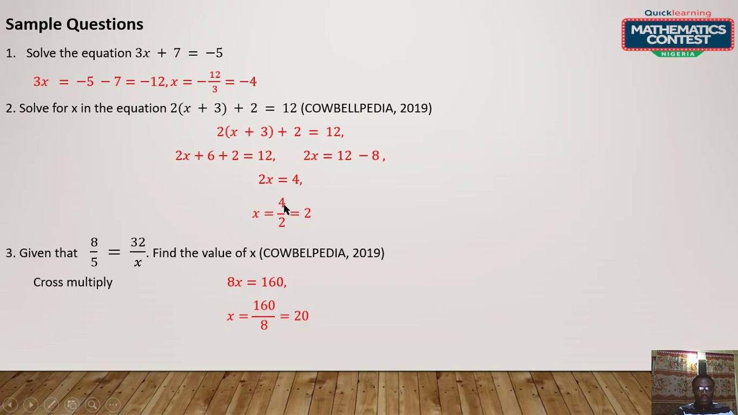So x is 4 divided by 2, which is 2. So to solve this one, what we're going to do is we'll just cross multiply. 8 times x is 8x. Then 5 times 32 is 160. So to get the value of x now, we'll divide both sides by 8. So 160 divided by 8 is 20. So that's just how to solve them.